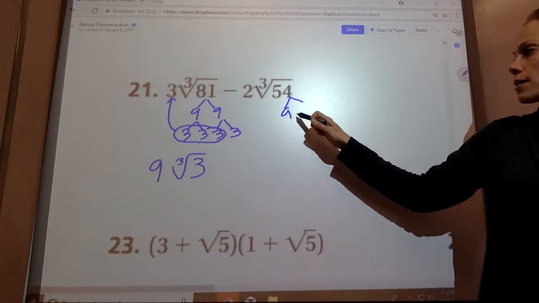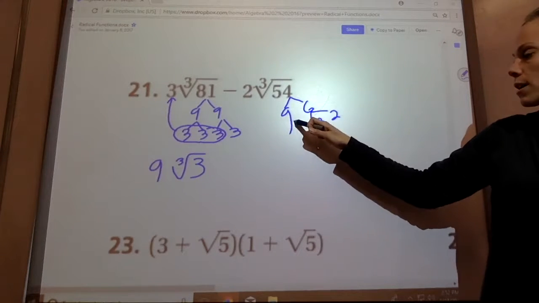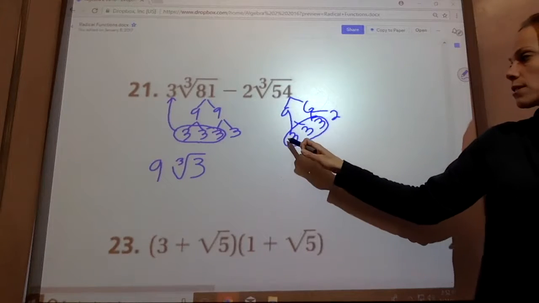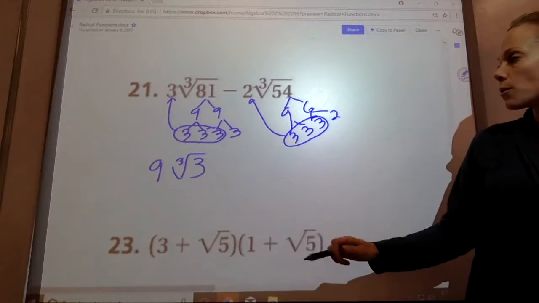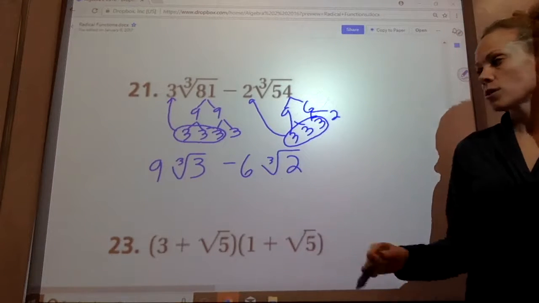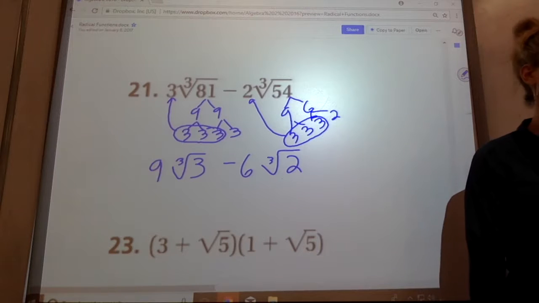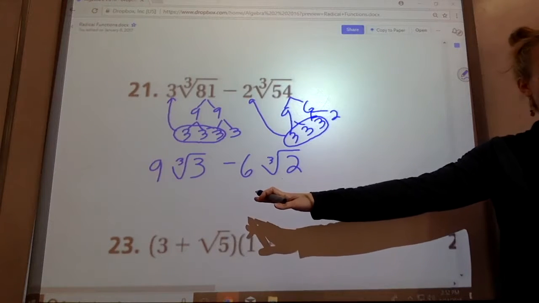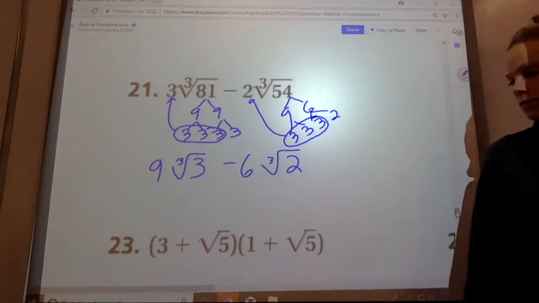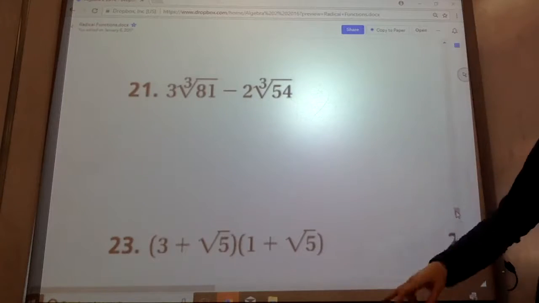54 is 9 times 6. 6 is 3 and 2, and 9 is 3 and 3. So again, there's 3 3's. That joins the 2. So minus 6 cube root 2. So I simplified both terms, but what happened? They are not like terms, so that's as far as I can go. I can't subtract them. I'm done. That's as far as it simplifies. Okay, let's try fourth root.